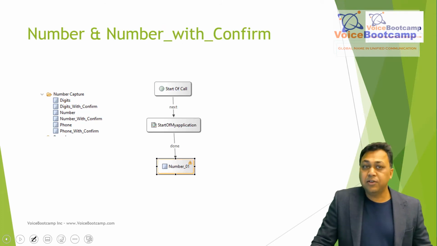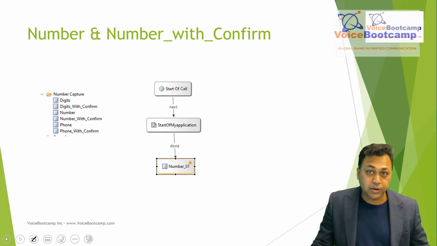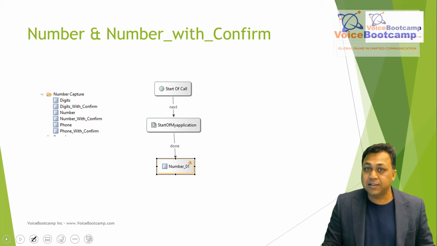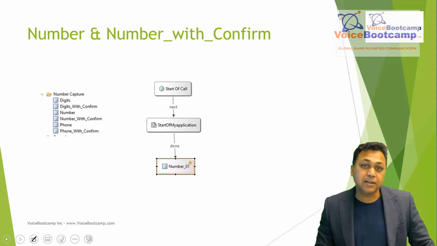Then you have number. The number voice element captures a number input from the caller versus the number string. The number can be spoken or entered using the keypad. The result value will be stored in an element data and you can then use it as a decimal value. Now the number can be negative or positive and can contain a decimal point.